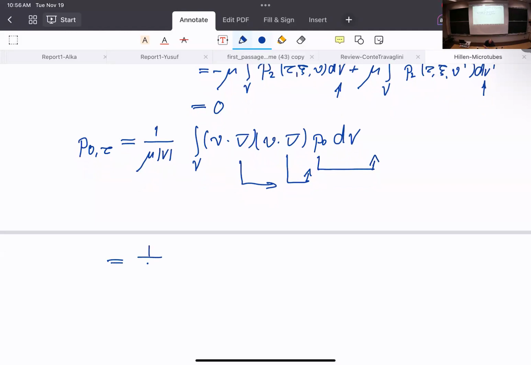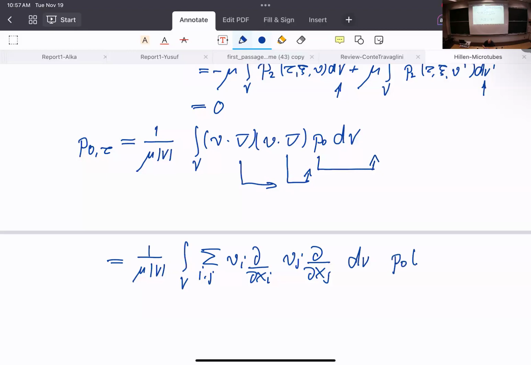So I can write it in this form, 1 over mu v. And it turns out that this will be our colon derivative later. Yeah, okay, I have to do it component-wise. All right, so the integral over v, sum over i and j. The first one is a product of vi and d by dxi, and the other one is a vj d by dxj. These are the vector products, and all this is integrated over v and then p0 of tau and c. So I can still take out P0 from this integration. That is fine.